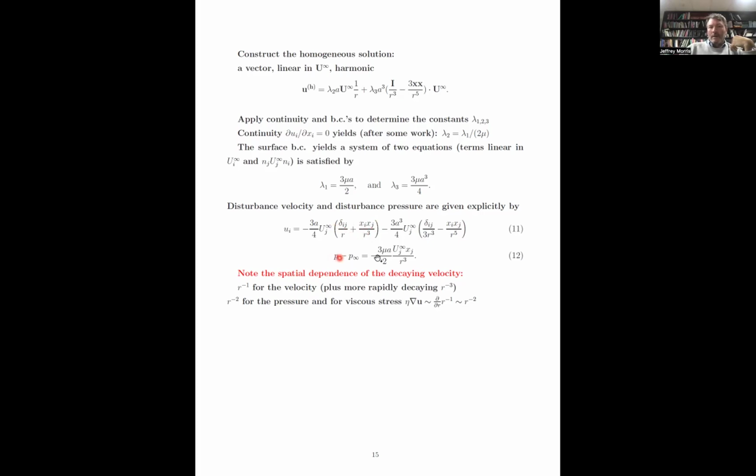The pressure decays as 1 over r squared. And so the velocity field decays very, very slowly, 1 over r. And the stress field decays as r to the minus 2, both for the pressure and for the viscous stress that goes as the derivative of r to the minus 1, which is r to the minus 2. Right, so these are results which are crucial in terms of being able to rationalize the forces and torques and stresslets on the body. We'll come to what the stresslet is in a moment.